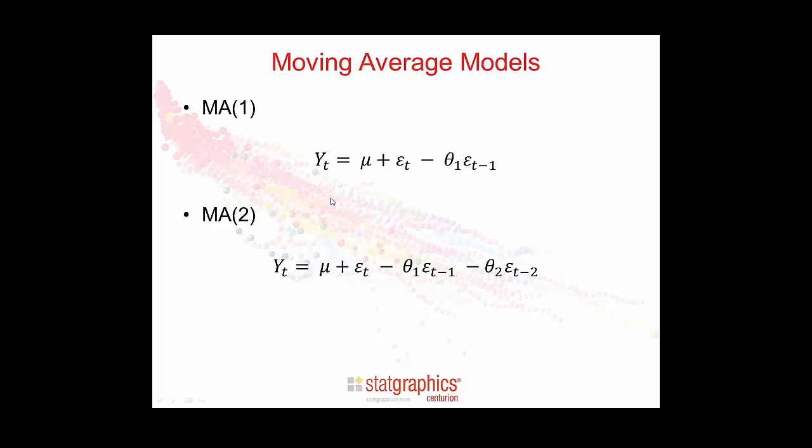Moving average models are a little different. A first order moving average model says you can express the observation at time t as a mean plus a random shock at time t minus some multiple of a random shock that occurred 1 time period back. An MA2 model says the data could be represented as a mean plus some combination of the shocks that hit the system, now 1 time period back and also 2 time periods back.